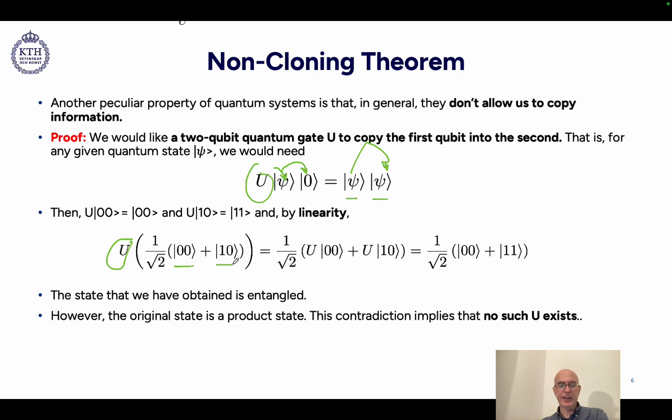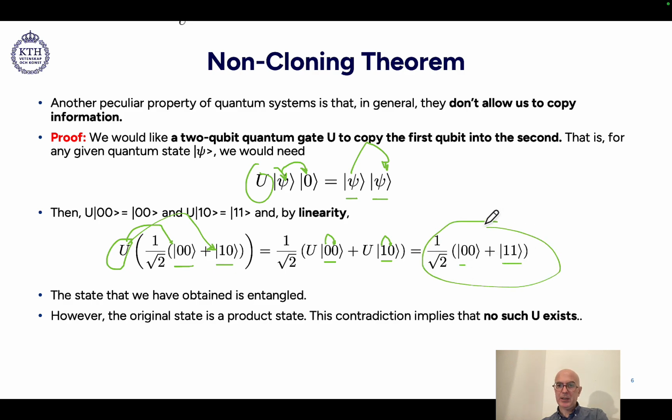we apply the linearity operation. So we bring it inside the parentheses and apply it to this state: U to 0, 0, so this is our copy operator applied to 0, 0 and to 1, 0. This will copy the state 0 here, so it will remain the same, and this will copy the state 1 here, so we'll make 1, 1.